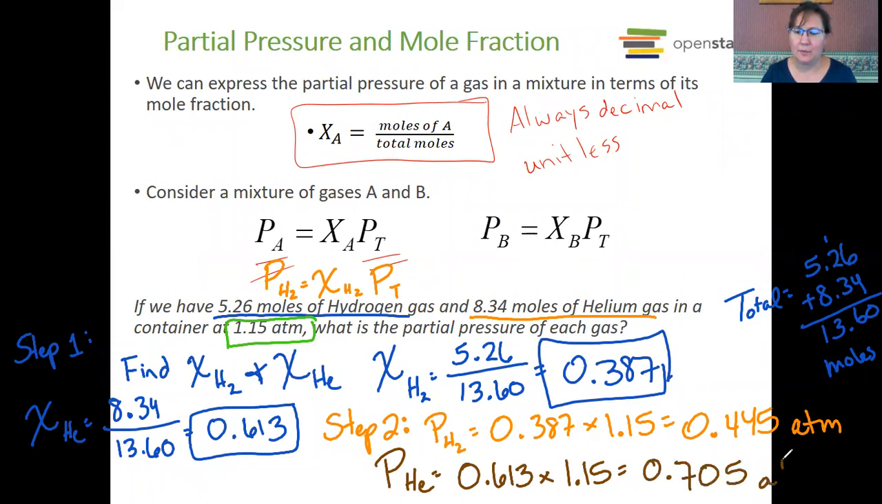0.705 atm. Okay, now you have to be able to add for that total so you can check yourself. Okay, 0.705 plus 0.445 is indeed 1.15. Let's see if I can show. See, it is indeed 1.15, and that was our original total pressure. So that's one example of Dalton's law. Let's look at another example of Dalton's law, a little harder.